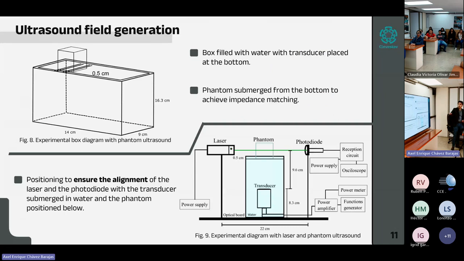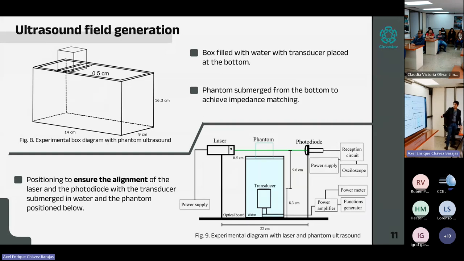Okay, well, how do we do this experiment? First, a box filled with water with the transducer placed at the bottom was constructed. This box was constructed with specific parameters because we wanted the phantom to be exactly positioned at the top of the box, with the phantom submerged in the water only in the bottom part. This way we can achieve the impedance matching, and the other part of the phantom is free from any interference, so the continuous laser can pass through and do the emissions.